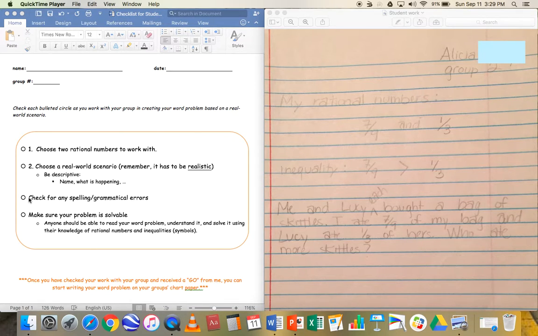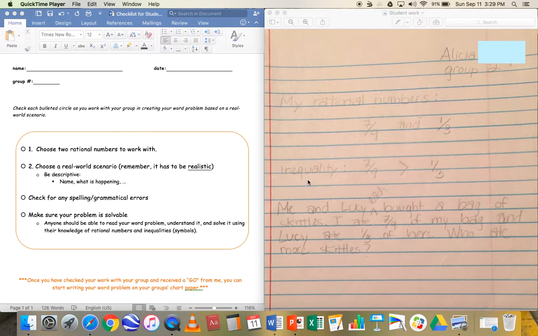And they would also have to check for spelling and any grammatical errors, and also make sure that the problem is obviously solvable, meaning anyone should be able to pick up that word problem and understand it and solve it using the symbols for inequalities.